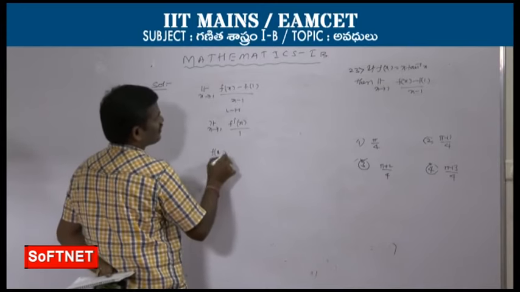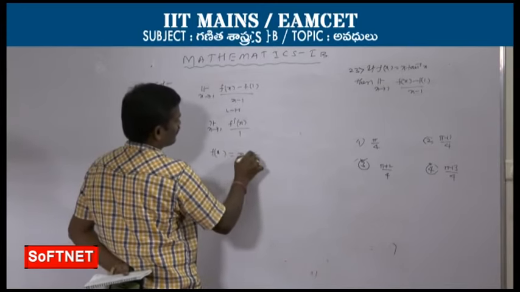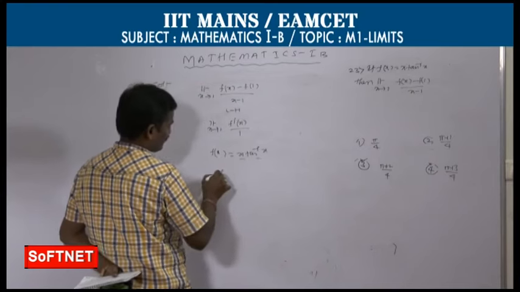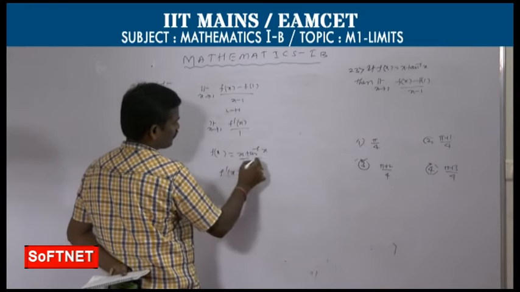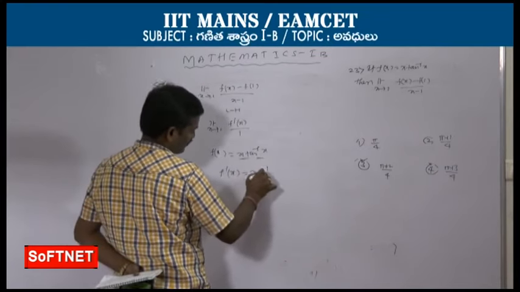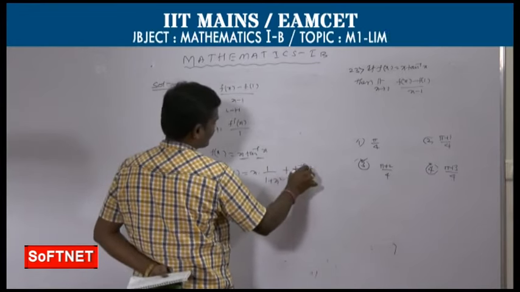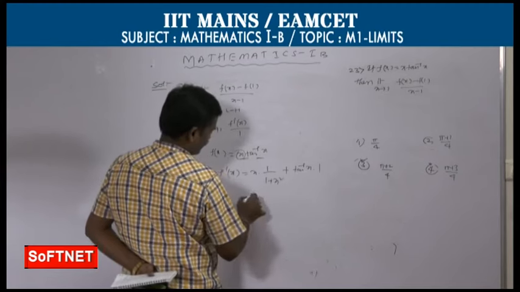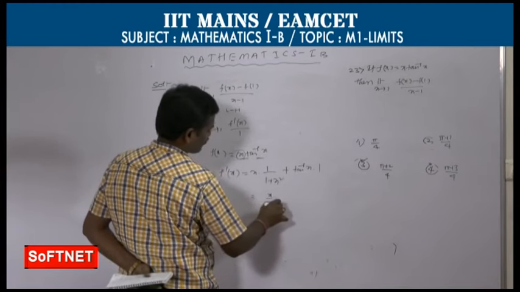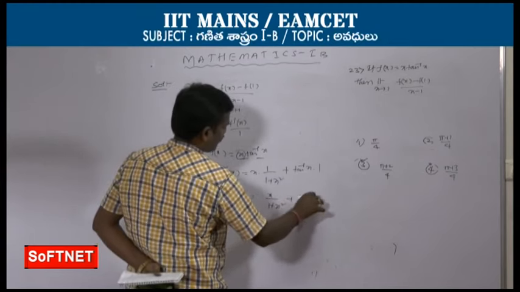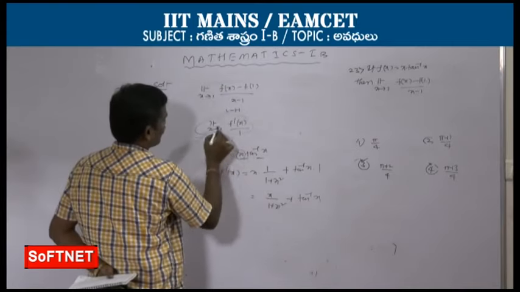So f of x function is given, x tan inverse x. This derivative you do. So f dash of x is equal to uv: u into derivative of tan inverse x, the derivative is what? 1 by 1 plus x square, plus tan inverse x as it is into derivative of x, which is 1. So here x by 1 plus x square plus tan inverse x. Now come to this. Here x approaches 1.